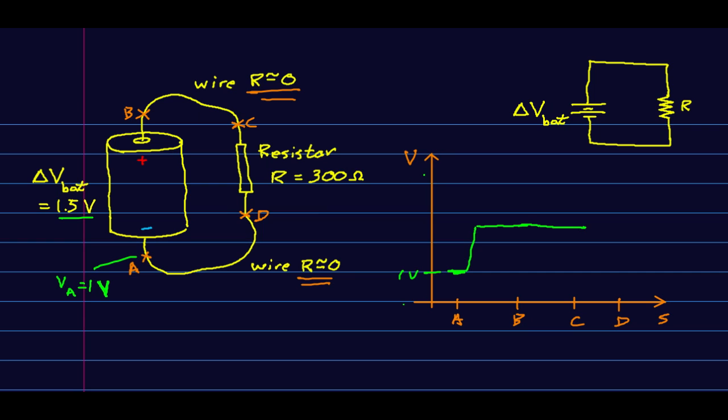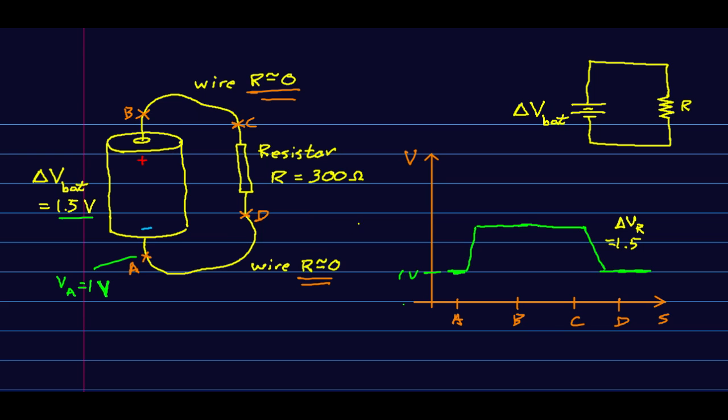So the potential is going to drop, and it has to get back because when we return to A, we have to be back at what we started at, 1 volt, and so we'll see a 1.5 volt delta V in the resistor.